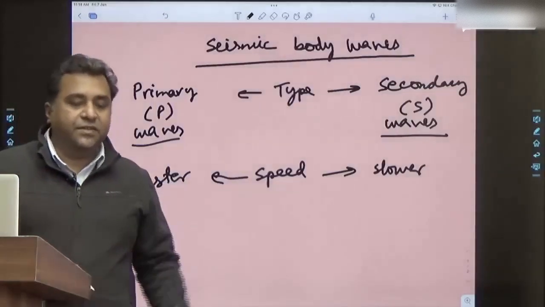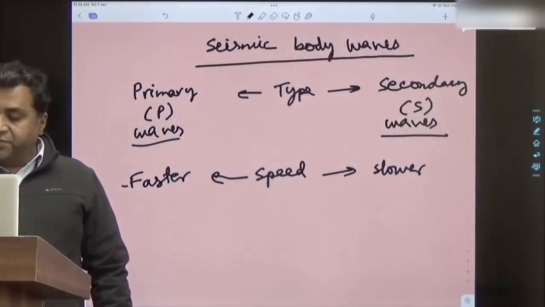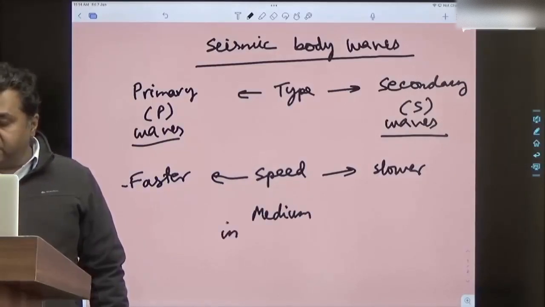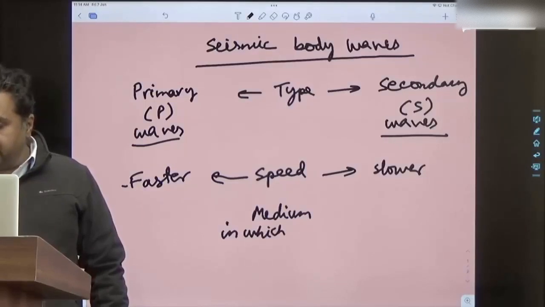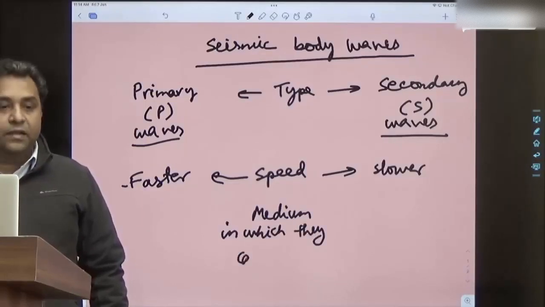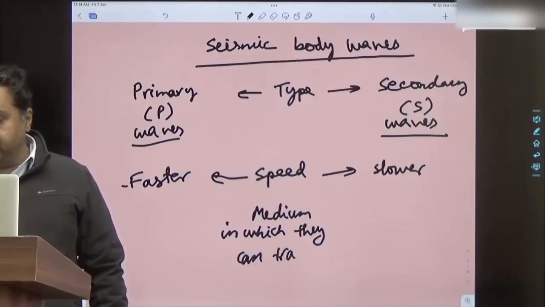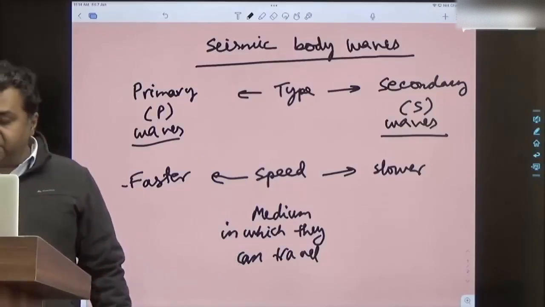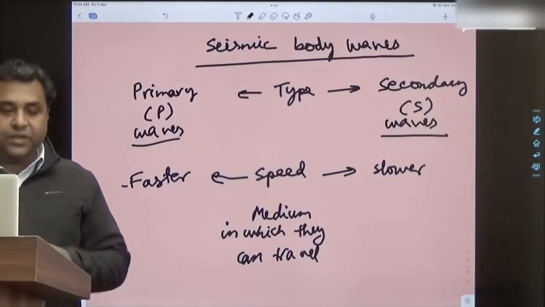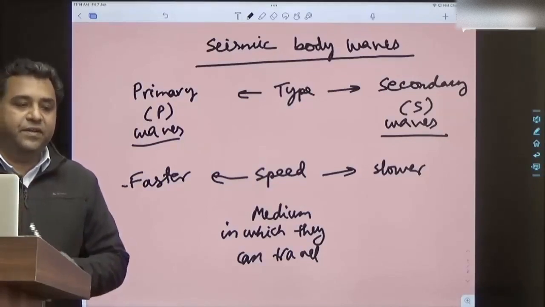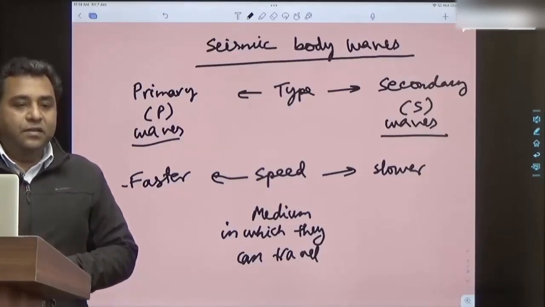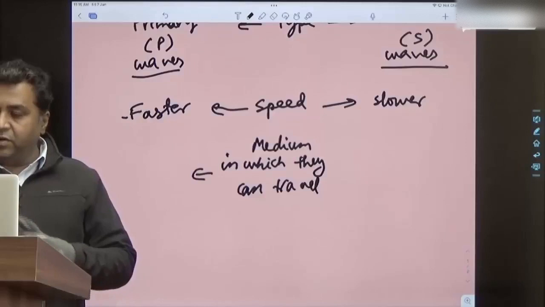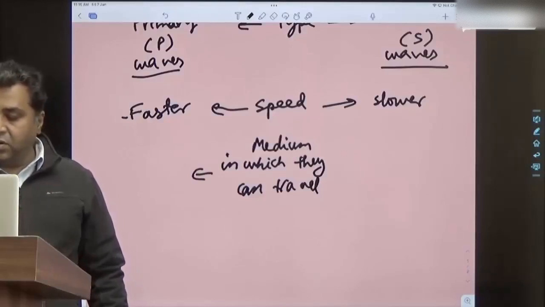Then the second characteristic of the P wave and the S wave is in terms of the medium in which they can travel. So what are the mediums in which the P wave and S wave can travel? When we talk of the mediums, we find that the P wave can travel in all mediums.